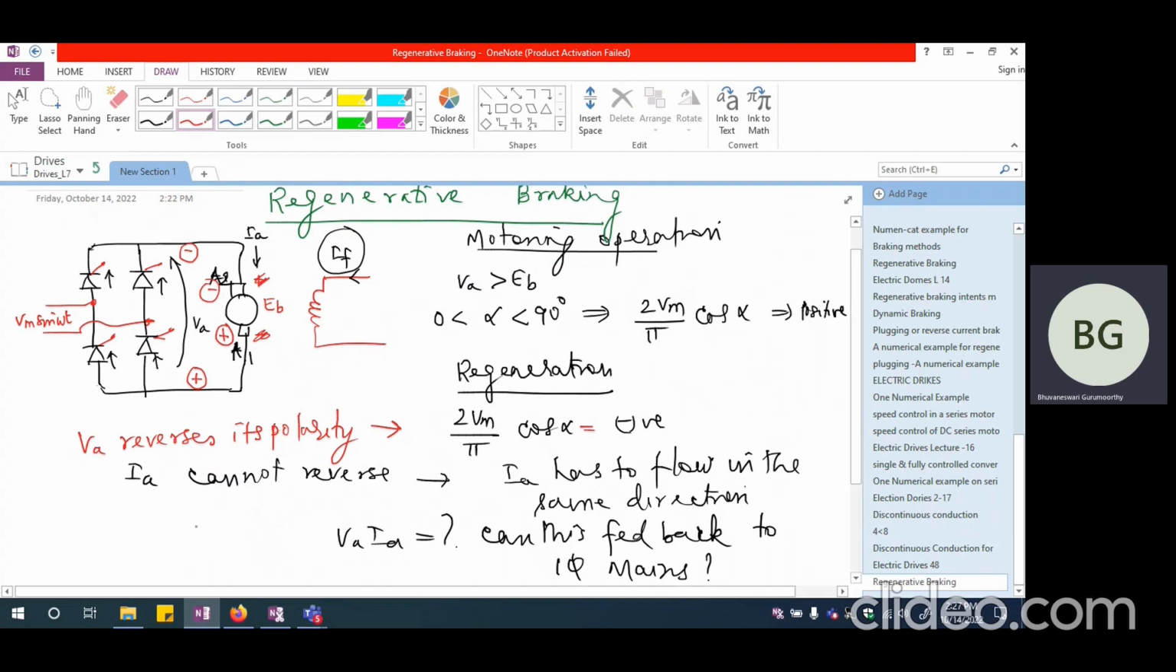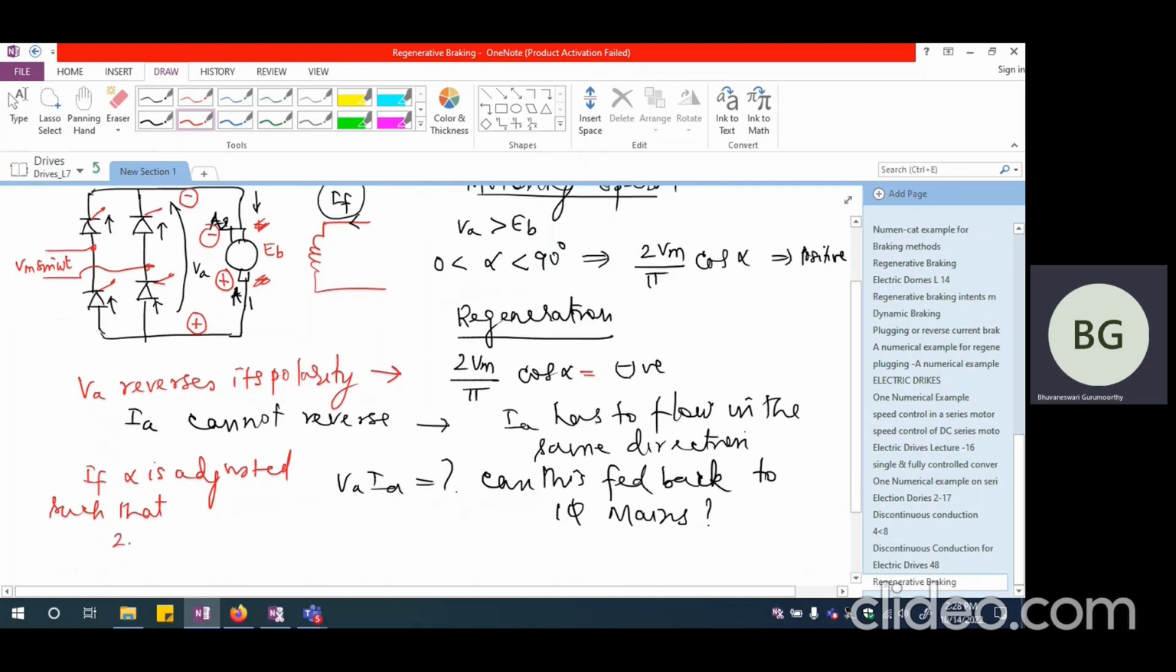So now if alpha is adjusted such that VA average value, that is 2 Vm by pi cos alpha, is going to be less than EB magnitude, then automatically the current is going to flow from EB into the devices and the power will be fed back to the AC mains.